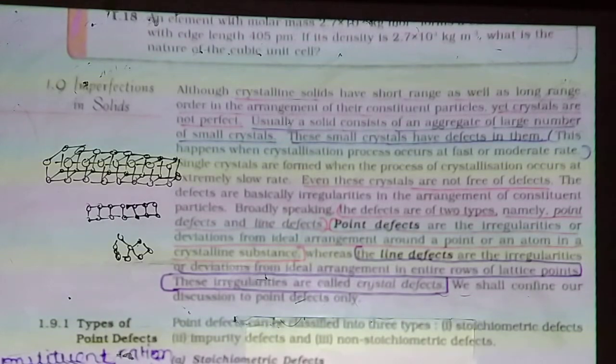Single crystals are formed when the process of crystallization occurs at an extremely slow rate.